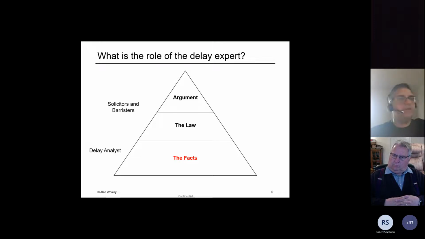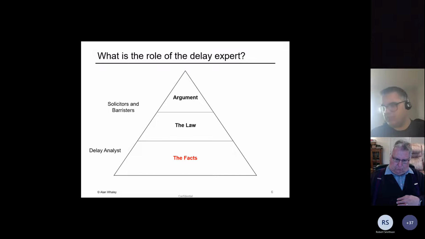Another really important thing to understand is that an expert delay analyst is not like a claims consultant or an advocate. An expert delay analyst deals with facts. So the delay analyst isn't going to be poring over the contract and trying to make arguments about time bar or anything like that. That's for the lawyers and the barristers and the QSs and the contracts managers on the project. The delay analyst sits at the bottom of this pyramid and determines the facts against which the law and the contract can be analysed.